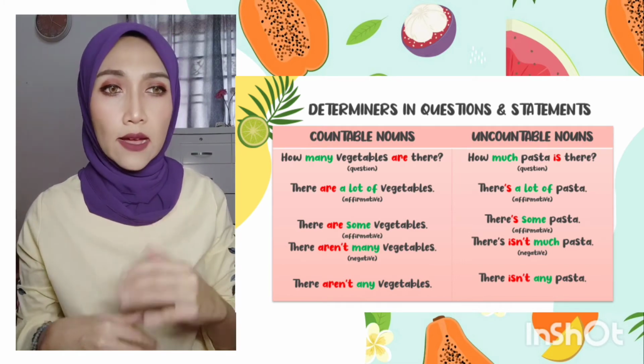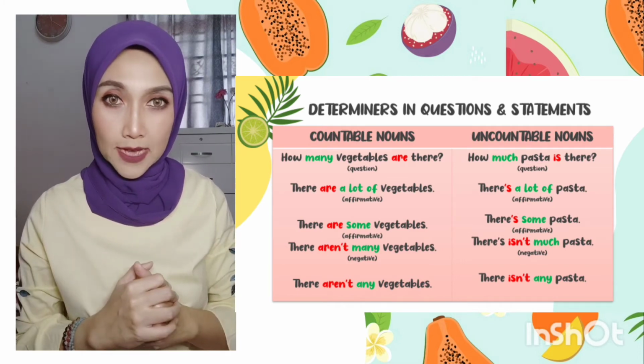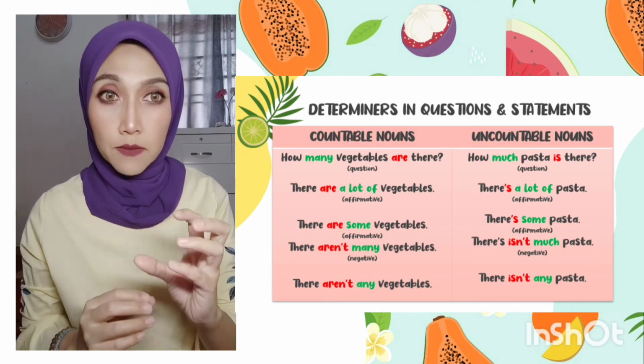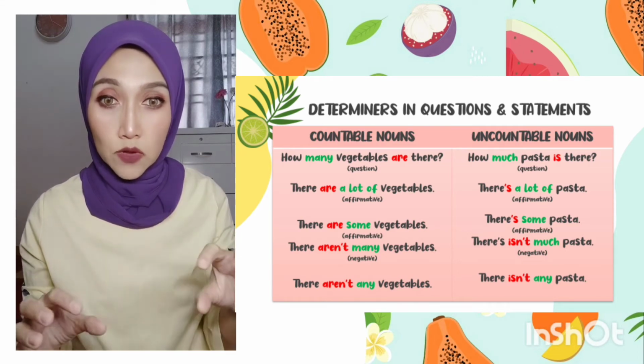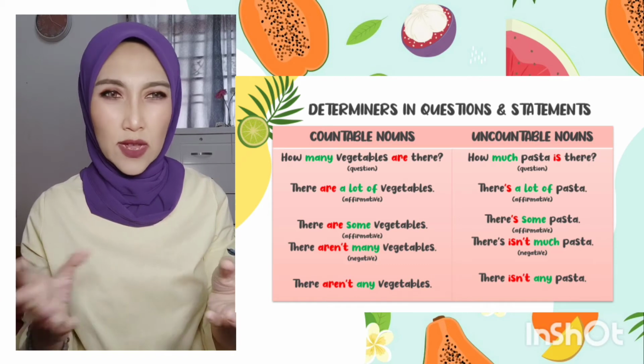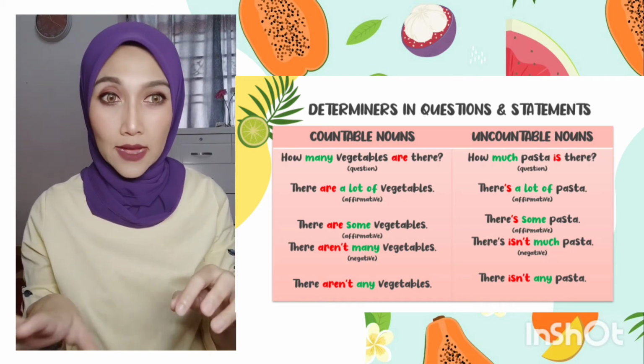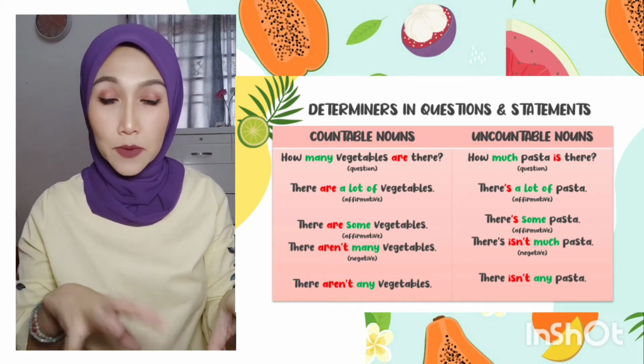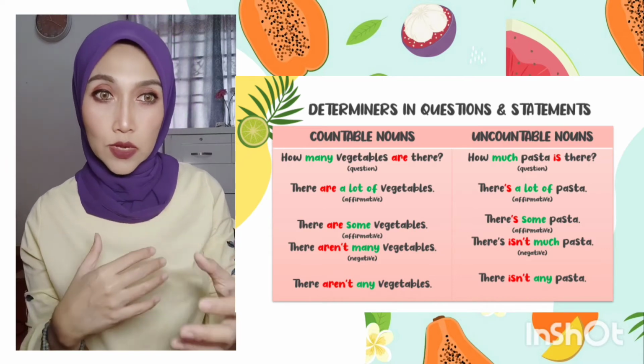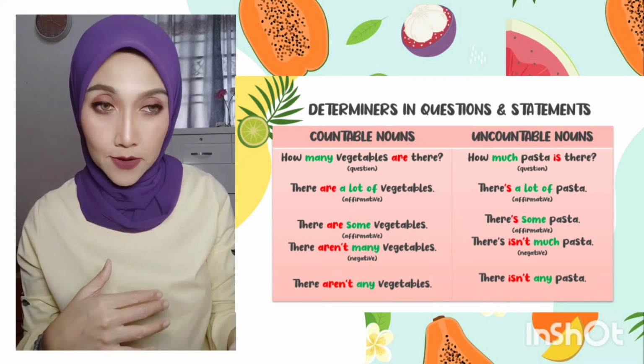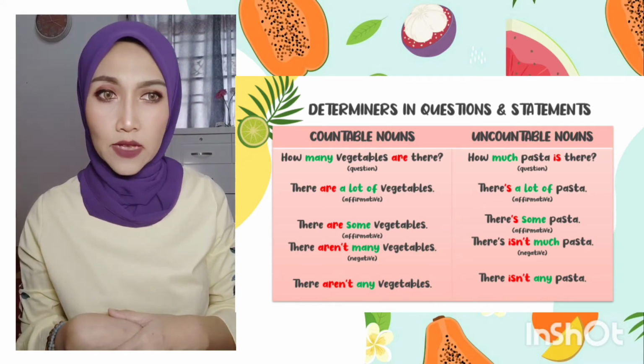There are some vegetables. You can also use some if you're not very sure about the amount. Like you want to say that it's not that much, but it's some. There are some kinds of vegetables there. So you can use there are some vegetables. There aren't many vegetables.